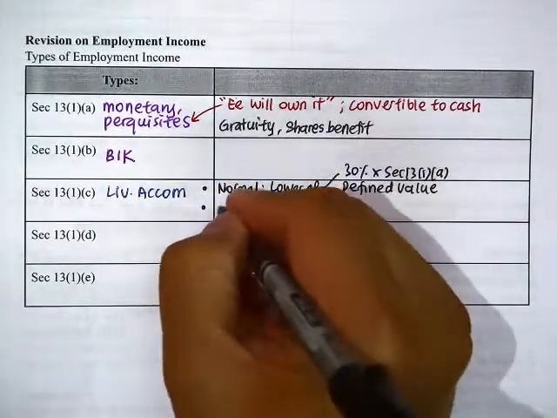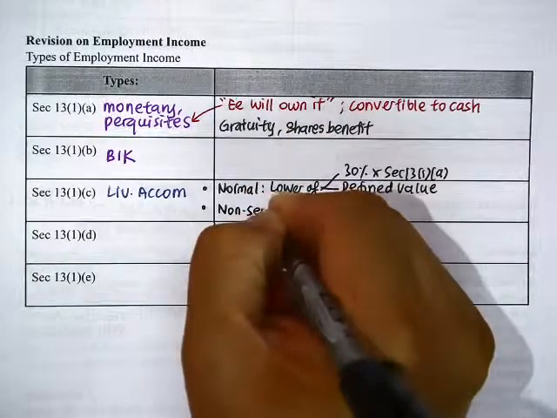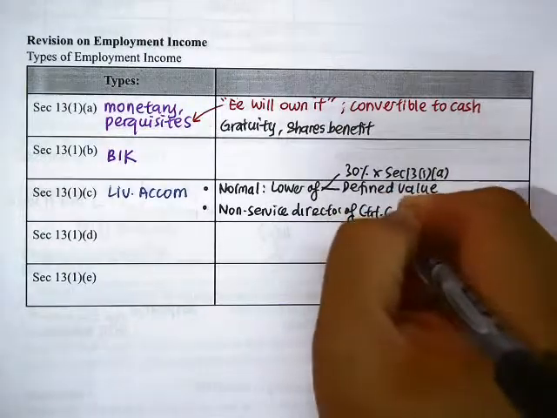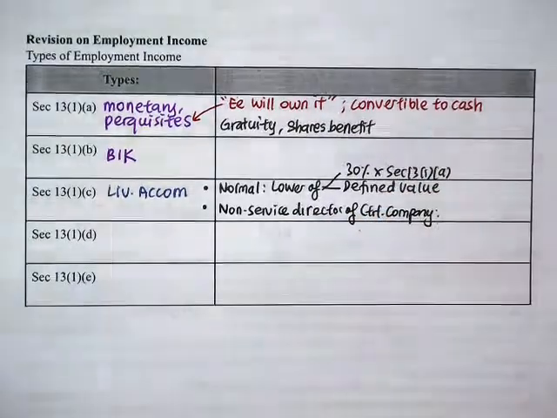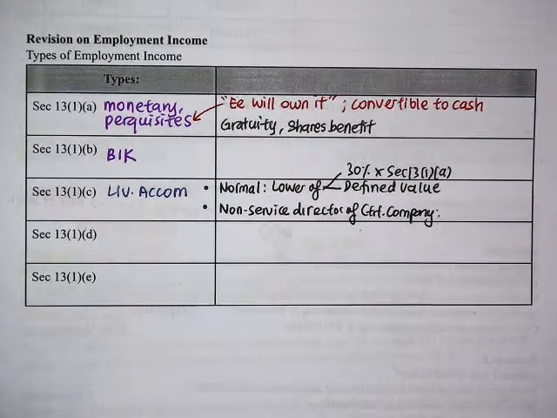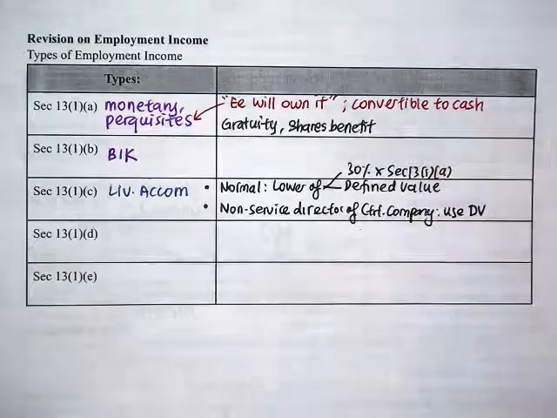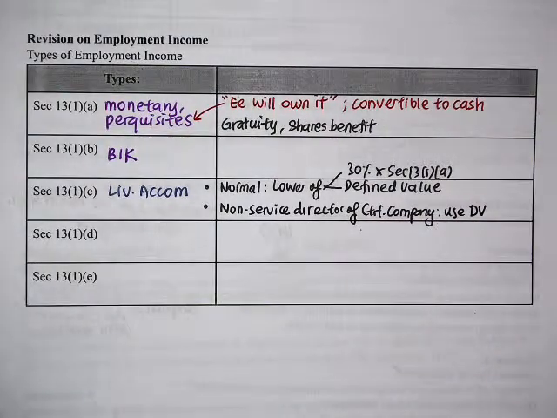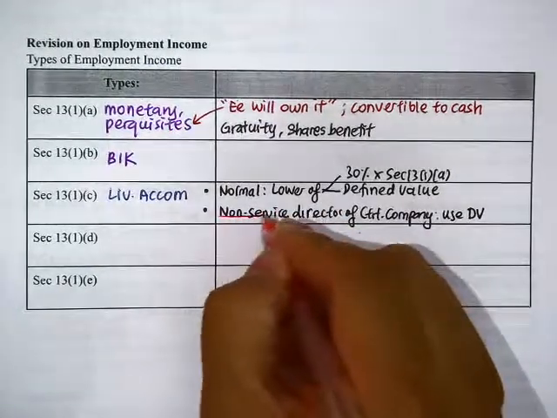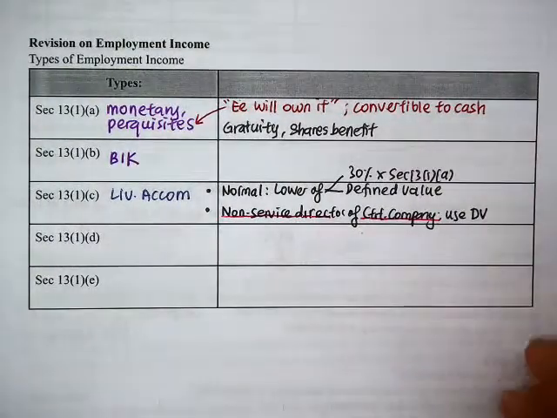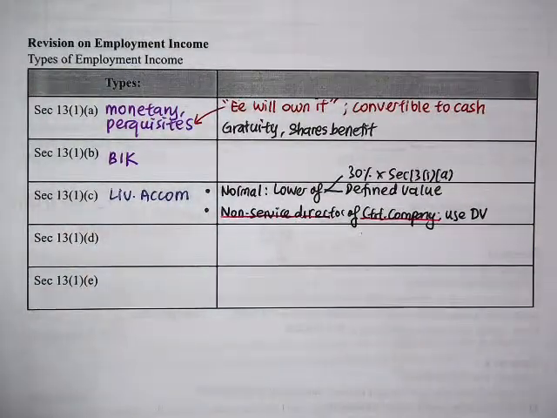But for cases where you are a non-service director of a controlled company, you will use defined value. There is no more comparison between the two. Now this is an important definition that you always get in your exam, because there are a lot of things that concern this status. So what do you mean by non-service director and what do you mean by controlled company?